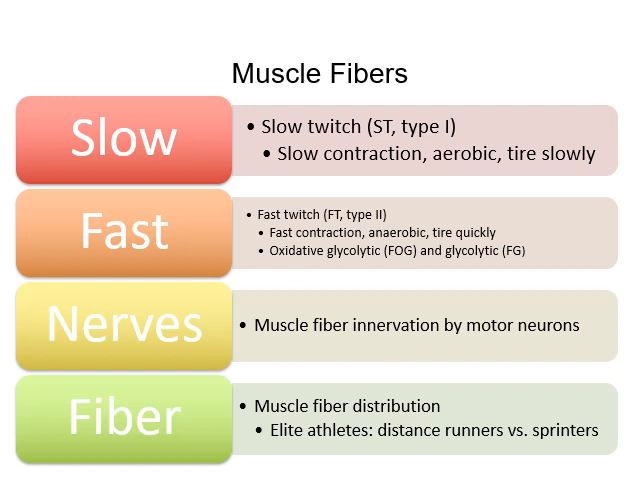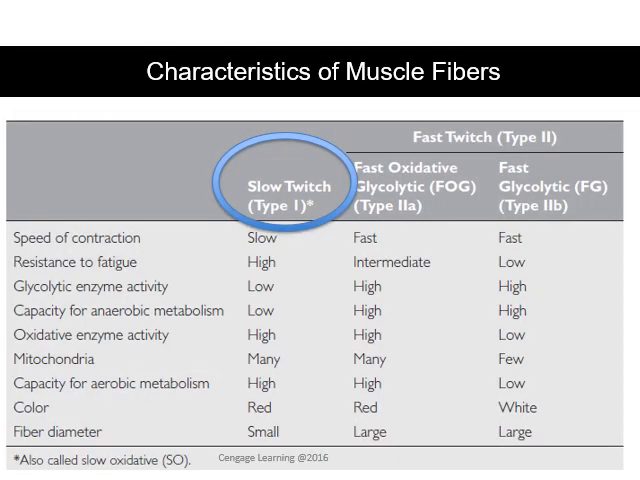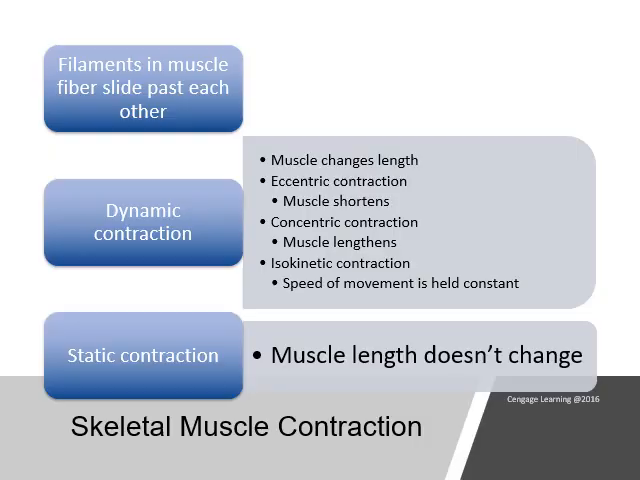You can train, and training can enhance either glycolytic or oxidative capacity of each fiber type, but you can't convert one to another. We're genetically designed, it's written into our DNA, the types of muscle fibers that we're born with. Slow twitch is type 1, while fast twitch is type 2. Type 2 muscle fibers can be type 2A or type 2B, and it refers to how well your cells function either aerobically or anaerobically.